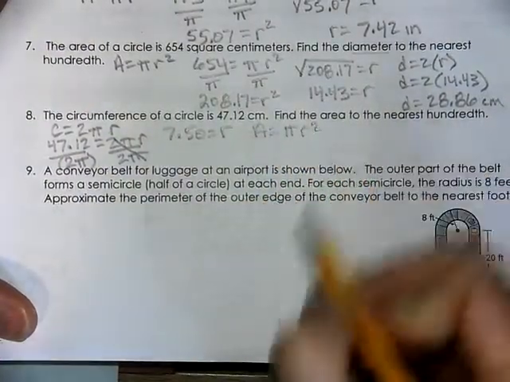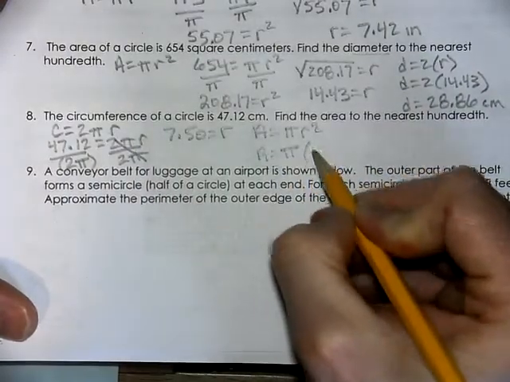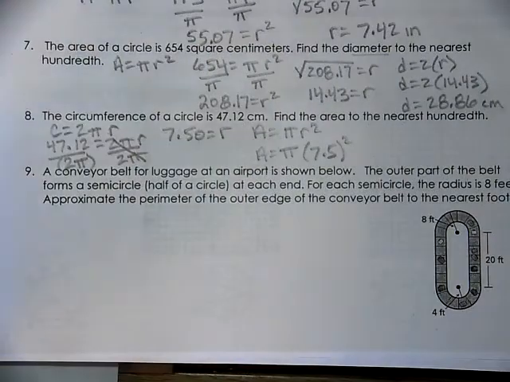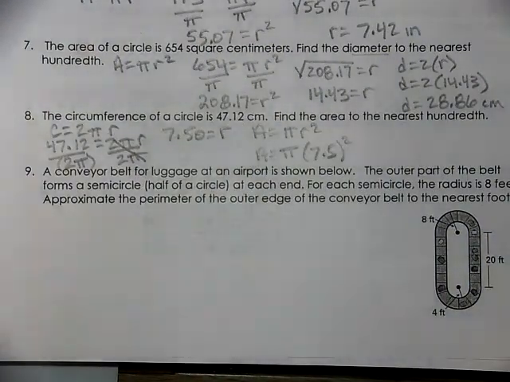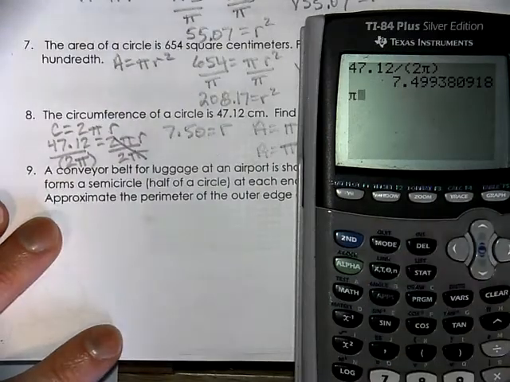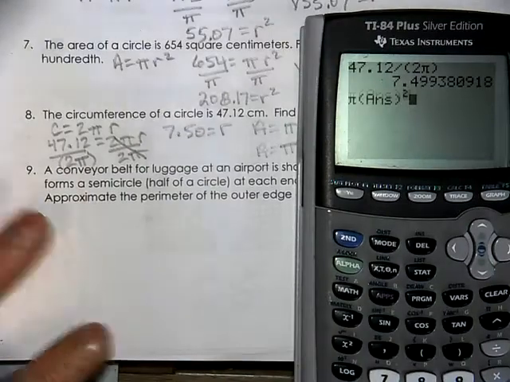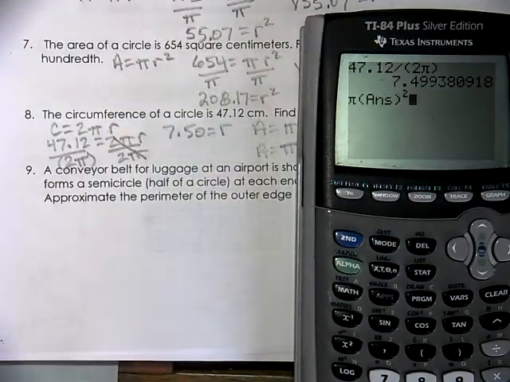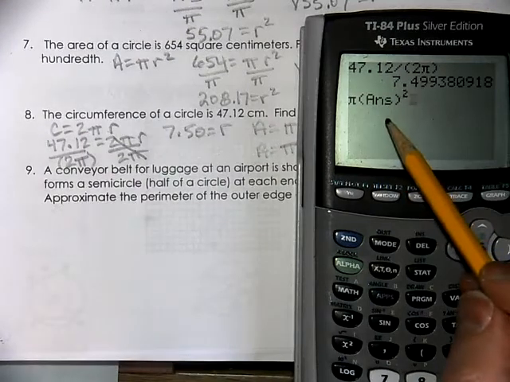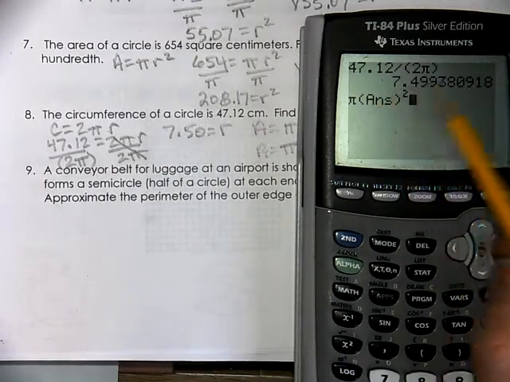Well, if they want us to find the area of the circle, the area of the circle is pi r squared. Now I'm not going to type in 7.5. I'm going to use the answer key. So pi times the answer squared. Pi r squared. R was our 7.50. We're not going to type that in because that would be a rounded number. Now we're using the exact number.